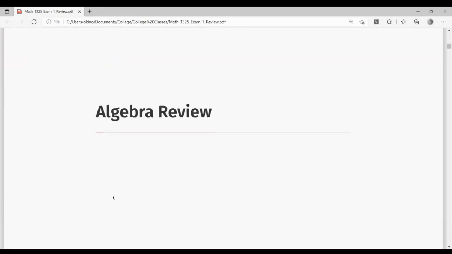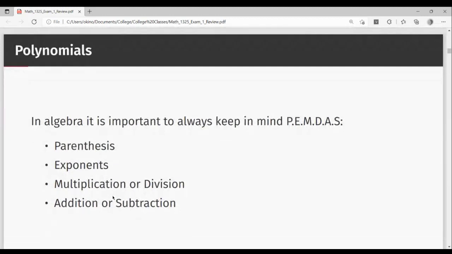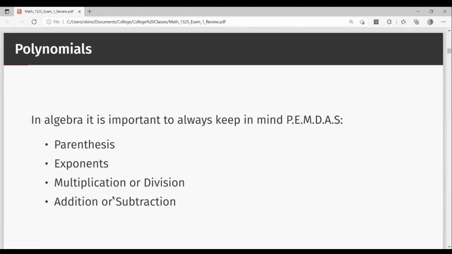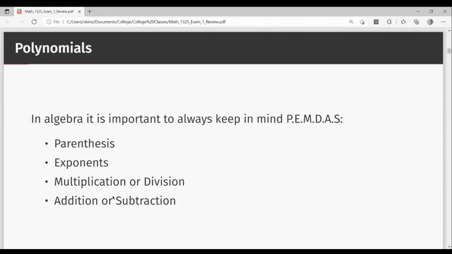So first, for our algebra review. So for polynomials, in algebra, it's always important to keep in mind PEMDAS, right? So parentheses, exponents, multiplication or division, and then addition or subtraction, right? So what is this? Well, this is the order in which we solve polynomials, or we solve these big expressions. This is the order in which we do each process.